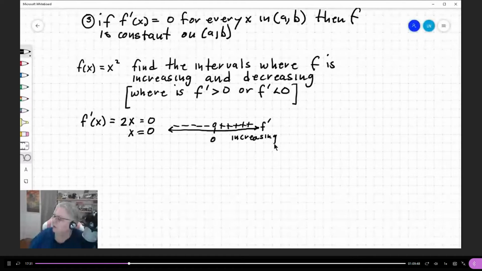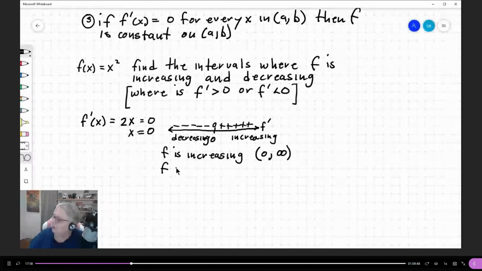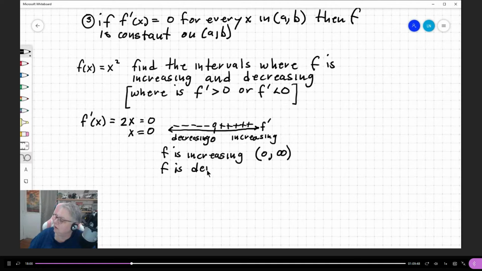I'm going to write it out in a minute. And where my first derivative is negative over here, I know my function is decreasing. All right, so f is increasing on the open interval from 0 to infinity. And f is decreasing on the open interval from negative infinity to 0.